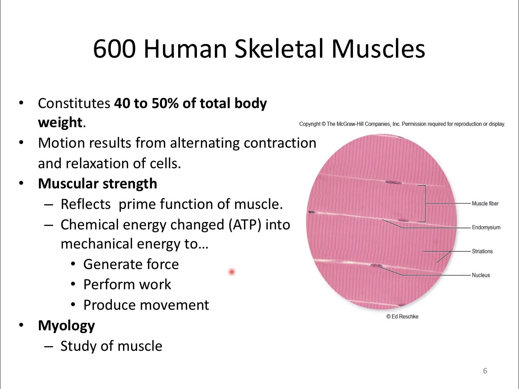Okay, so soon in lab, you will be embarking on a journey wherein you will be expected to learn some, not all, of the 600 skeletal muscles. So this constitutes between 40 and 50% of total body weight. Obviously, this varies depending on body composition, so this is on average. Motion results from alternating contraction and relaxation of muscle cells.